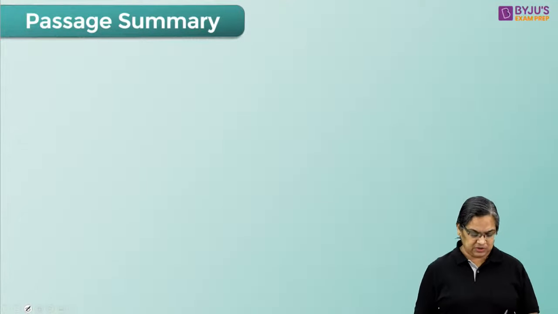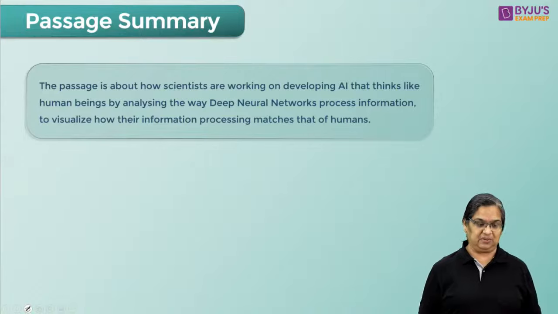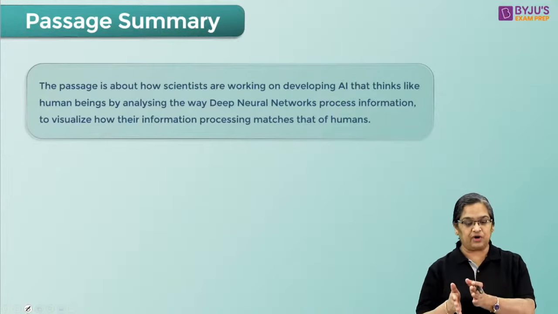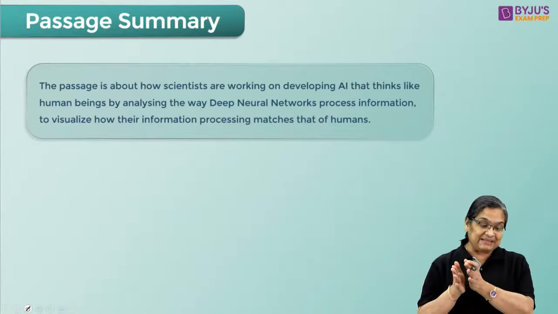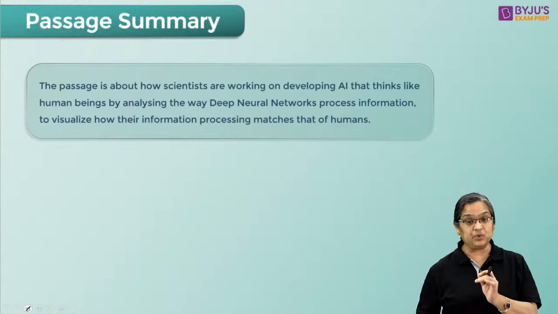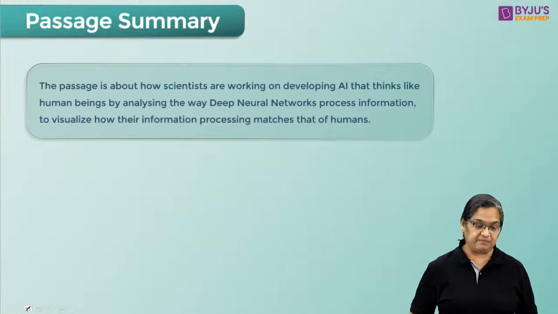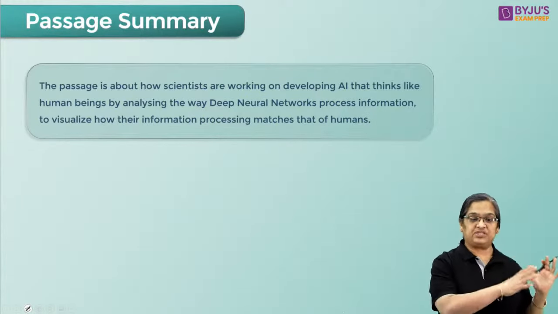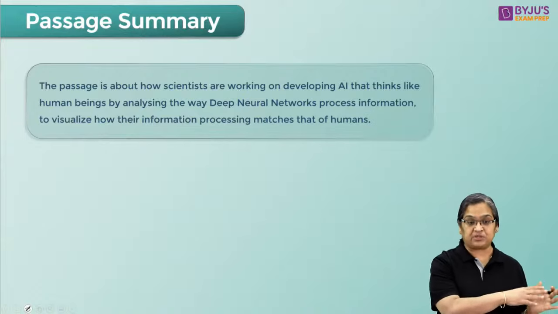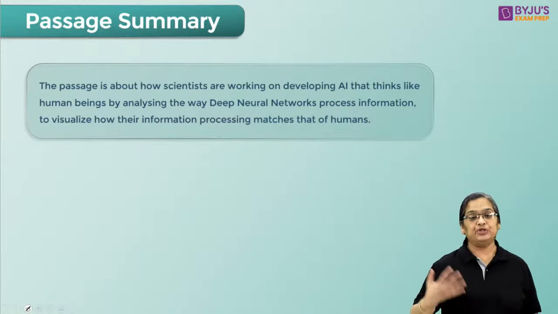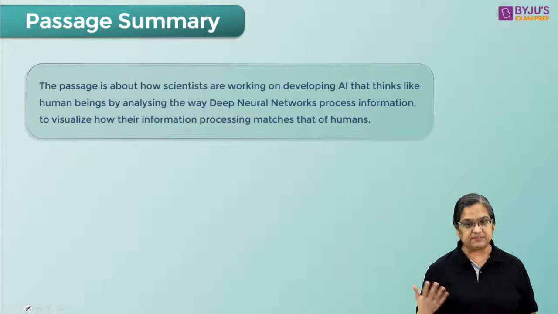So the summary also obviously is not too much. Okay, it's about how scientists are working on developing AI that thinks like human beings. And how are they doing it? They are looking at how deep neural networks process information and visualizing how they process it, and whether the way they process information is similar to the way human beings process information. That's the important part, right?